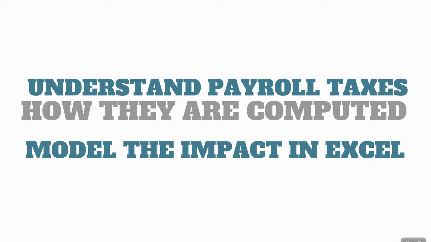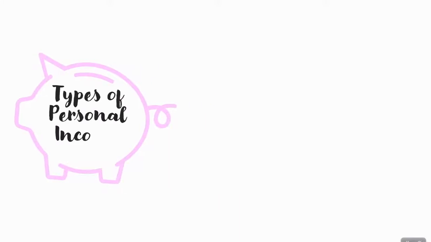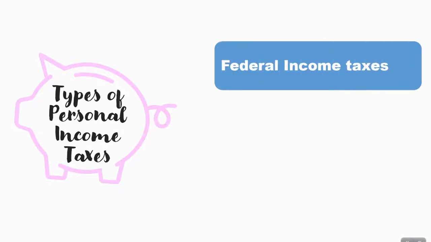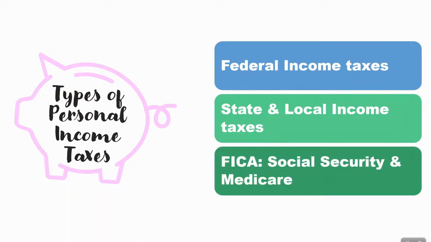Before jumping into Excel, let's start with the basics of payroll deductions. Several things that you need to know when determining your payroll deductions is first, just some of the types of personal income taxes that need to be considered. Everyone thinks of the basic federal income taxes, that's what you owe the US government. Then, depending on what state you live in, you might have state taxes and even local taxes. And then finally, the third tax is known as FICA.